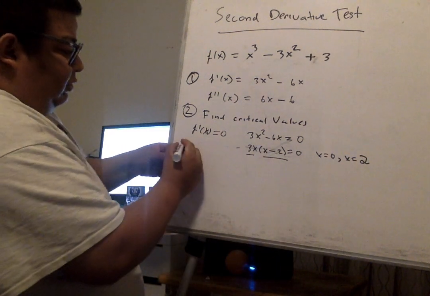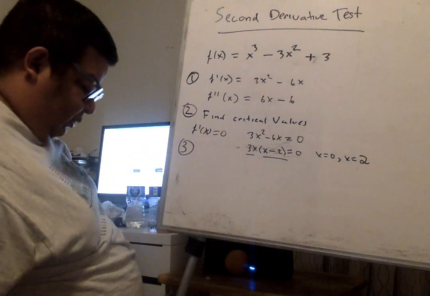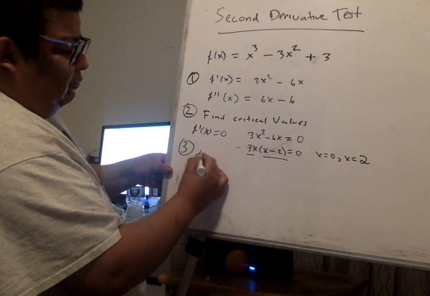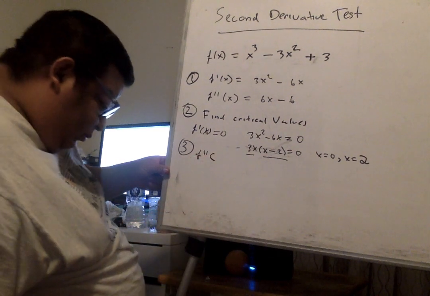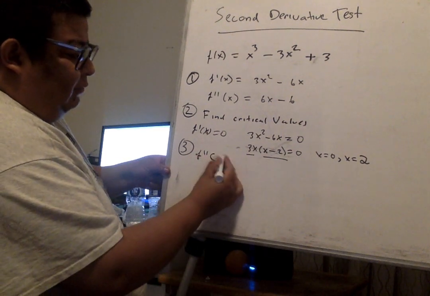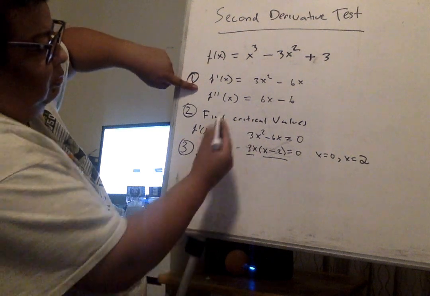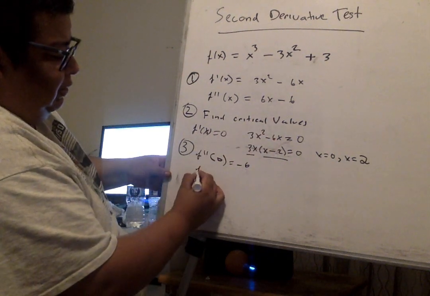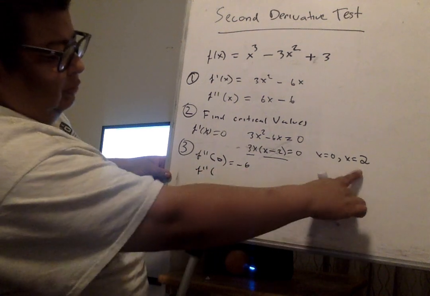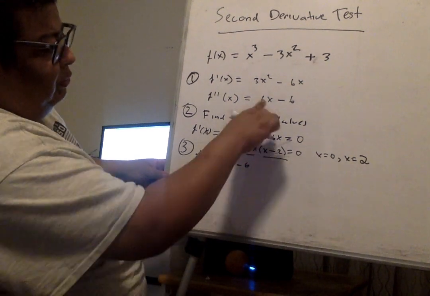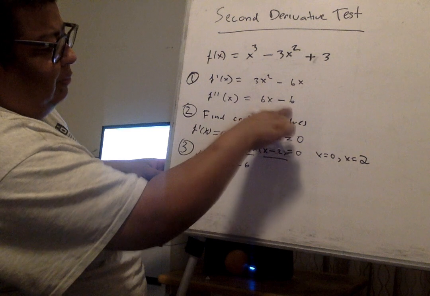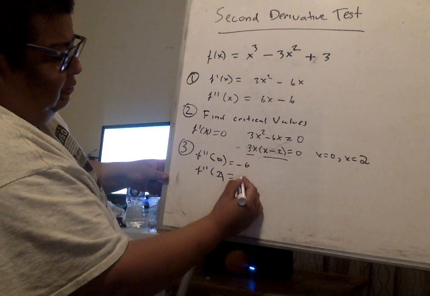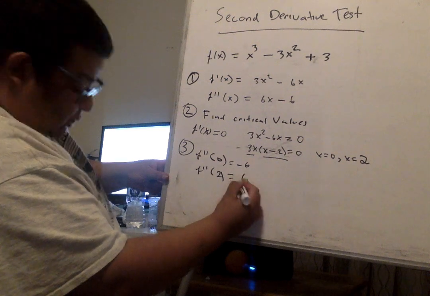Okay, the third step, which is the final step, is to plug in these critical values into the second derivative. So that will be f double prime of 0. So plug it in here, that will give us minus 6, and f double prime of 2, we plug into here, so 6 times 2, 12, 12 minus 6 is gonna be 6.